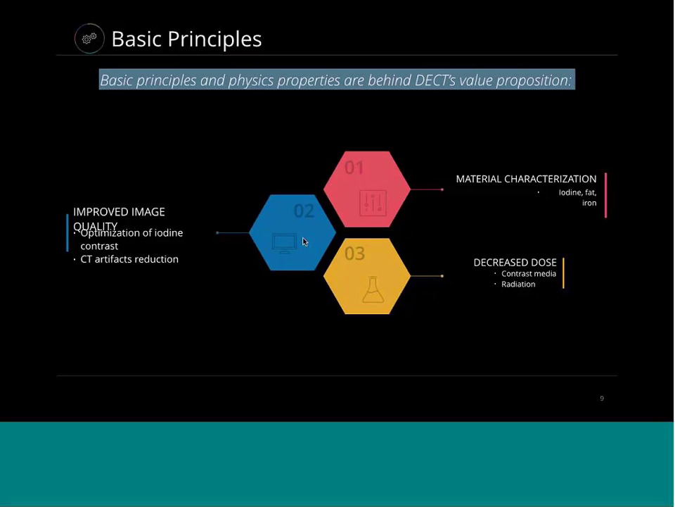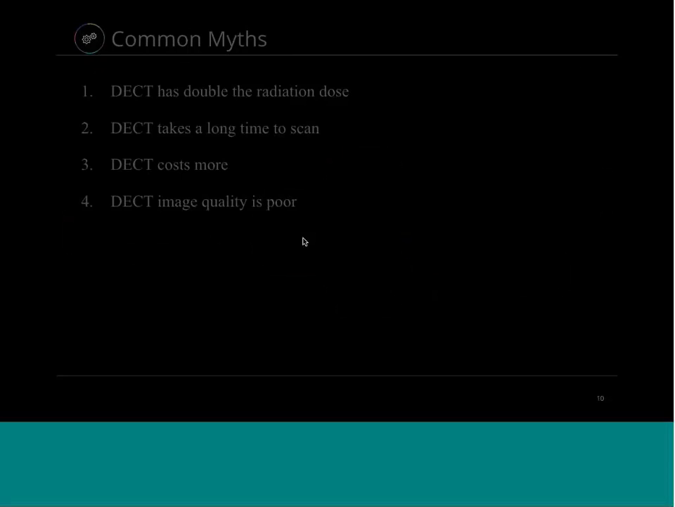I put that in bigger letters on purpose, because that's where a lot of the mainstay is: optimization of the iodine contrast and CT artifact reduction. Just yesterday, we saw a case where we didn't have the contrast timing optimized, but it was a dual energy scan, and it prevented that patient from having to be injected and re-imaged, because we were able to use the low keV images to really bring out the iodine contrast.